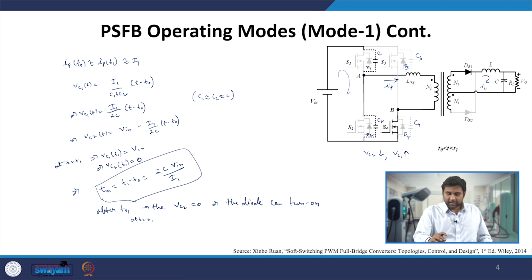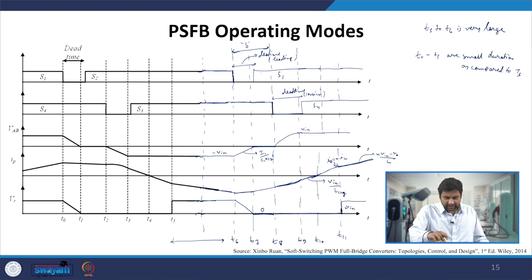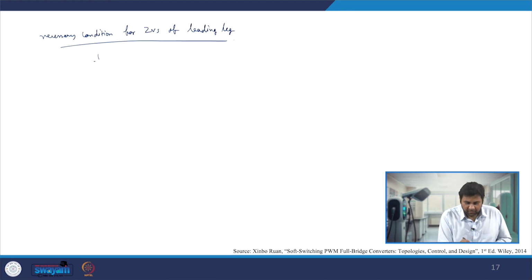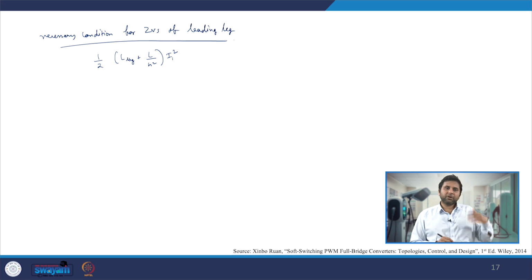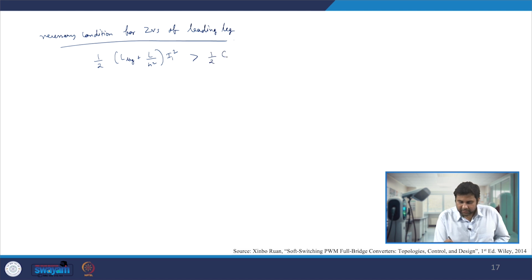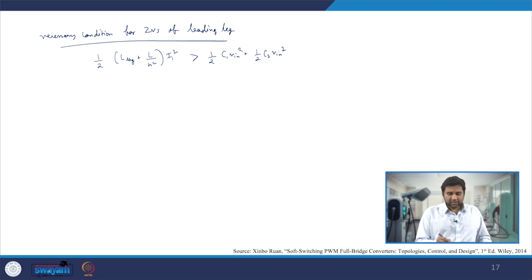So we can write down that the energy which is there in the inductor, which is nothing but L leakage plus L by N square reflected onto the primary side, is equal to I1 square, because we were having the I1 current during that time, and that has to be greater than half C1 V in square plus half C2 V in square. That condition must be satisfied, because that energy has to be taken out from the C2 capacitance and put into the C1 capacitor in order to ensure the diode D2 turns on.